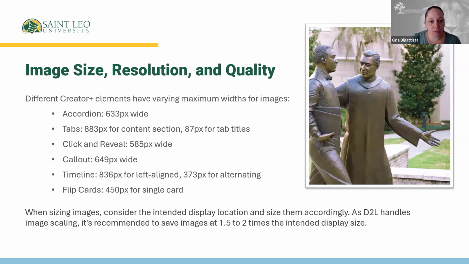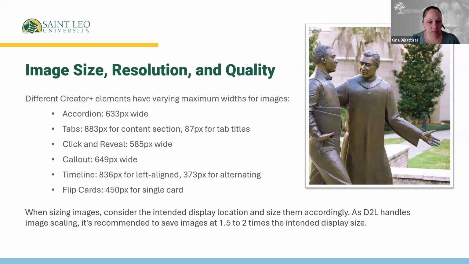In D2L Creator Plus, they do give pixel size options for each of the pages that you're going to use. If you decide to use an accordion or tabs, there are two different sizes there for some of the tabs. You can also use click and reveals, callouts, the timeline, and flip cards. If you want to take notes, or like I said, this will be available, you can just jot these down.